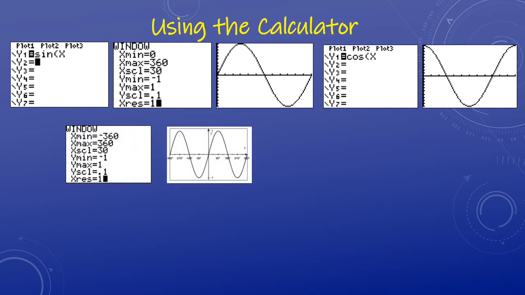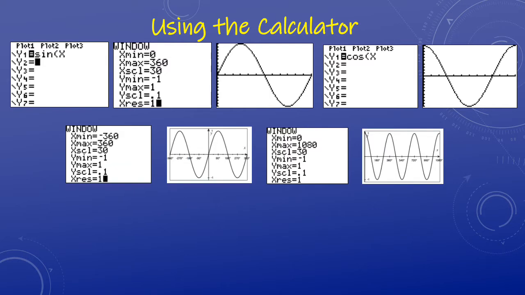Since these are periodic functions, we can look at as many periods as we want. So if we look at the sine curve, where x runs from -360 to 360, we will see 2 periods of the sine curve. And because the period of the cosine curve is also 360 degrees like the sine curve, if we let x run from 0 to 1080, then we will see 3 periods of the cosine curve.